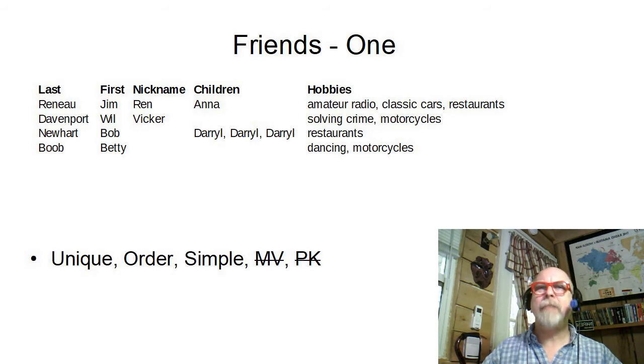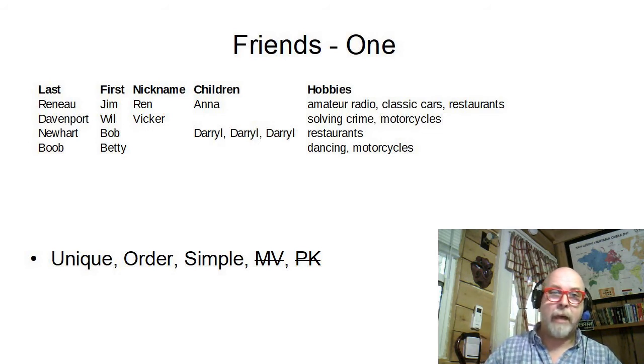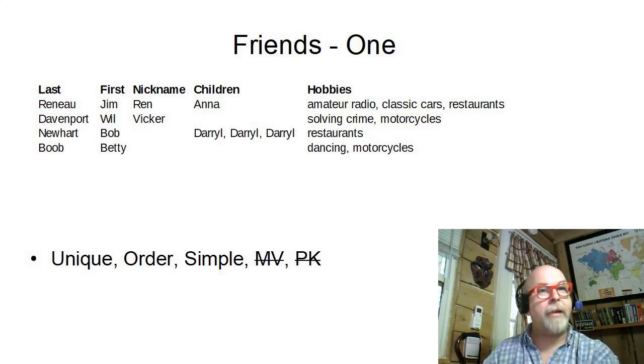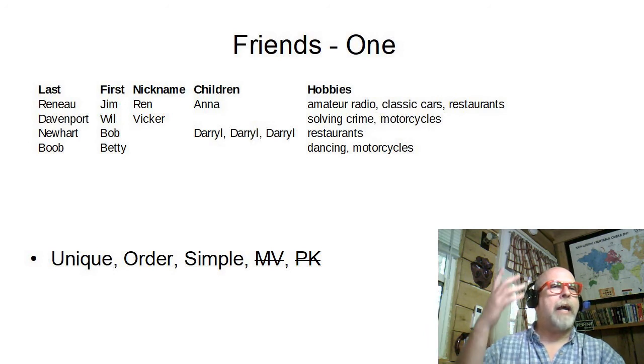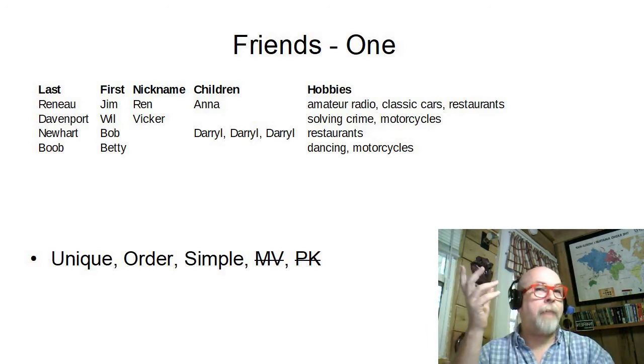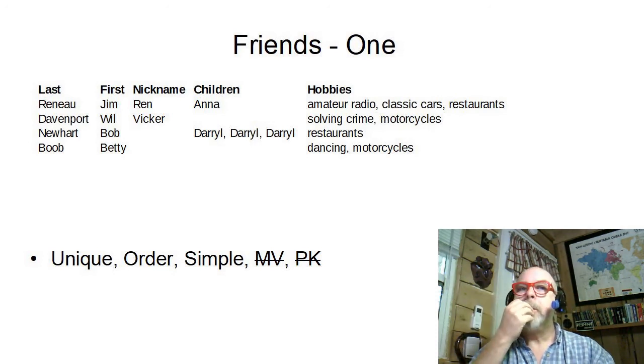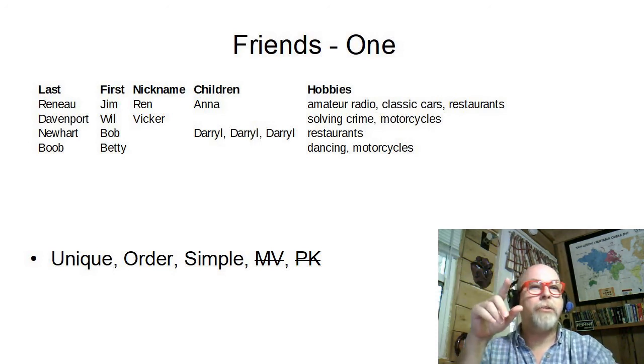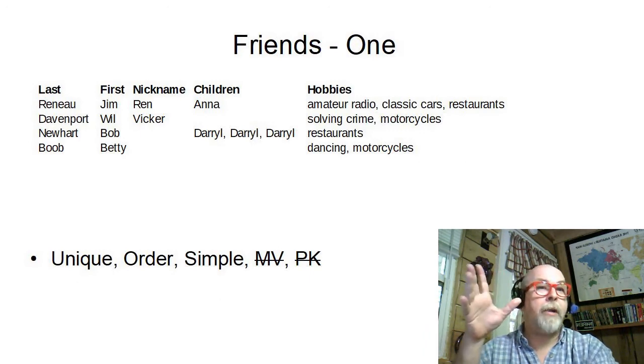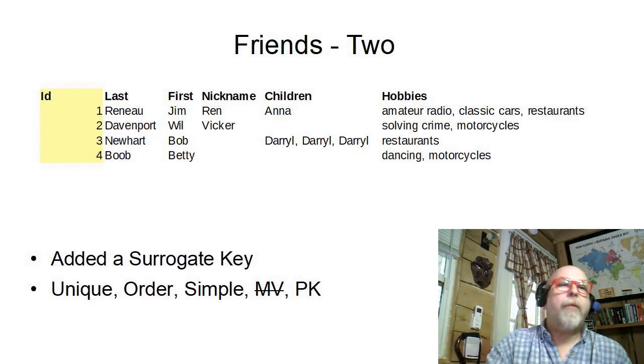Well, yeah, they're simple, but I've got all kinds of multi-values, don't I? The children and the hobbies. Do I have a primary key? No. So I've got some problems with this. I'm close in some ways and far away in others. We're going to start getting rid of, well, first we've got to come up with a primary key. There's not really a good attribute or group of attributes that would make a good primary key.